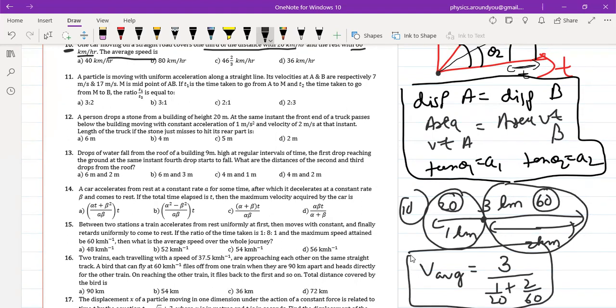Wherever you have one third, three fifths, four fifths, assume a distance which cancels out with the fraction. If it is one third, put 3 kilometers over there. Okay. So that is about the 10th question.